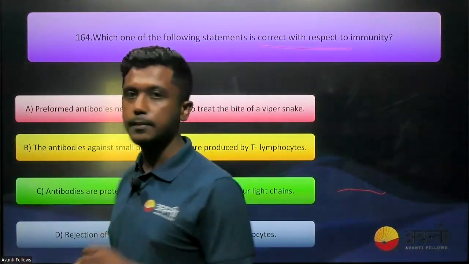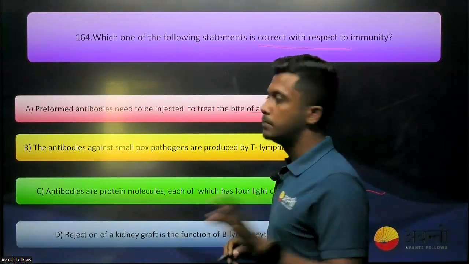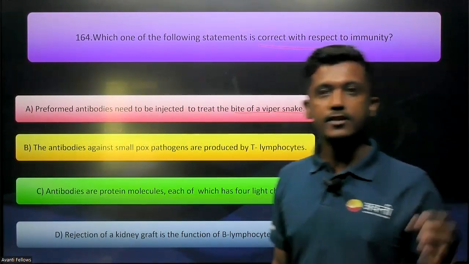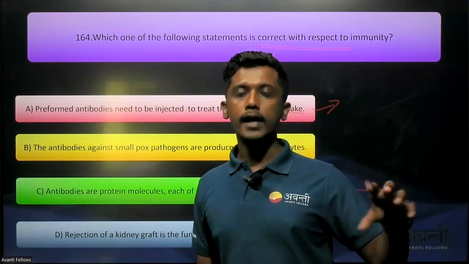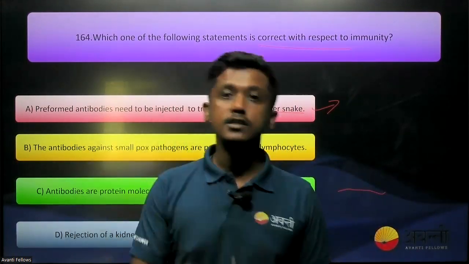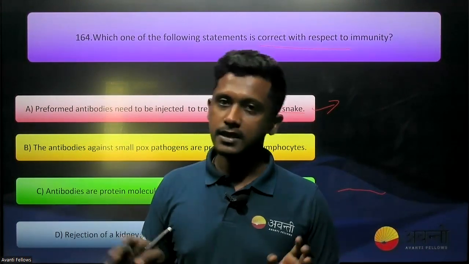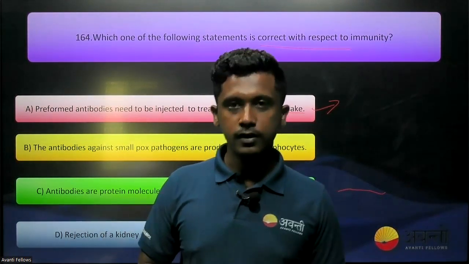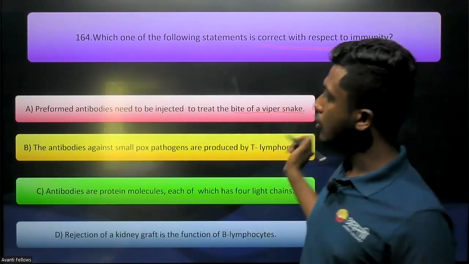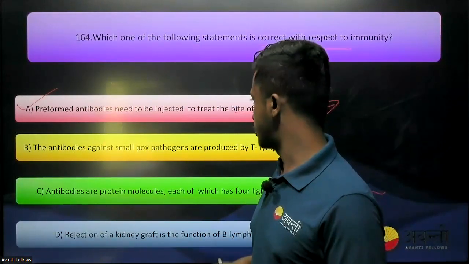So preformed antibodies need to be injected for a person who is bitten by a viper snake. This is correct. Why? Because antivenom is a type of passive immunity where we extract preformed antibodies already and we inject them into these patients. So when we do this, it goes and binds the antigen and it will neutralize the effects of this poison. So passive immunization, another example is the antivenom. So this option is correct. Let us take a look at other options as well.